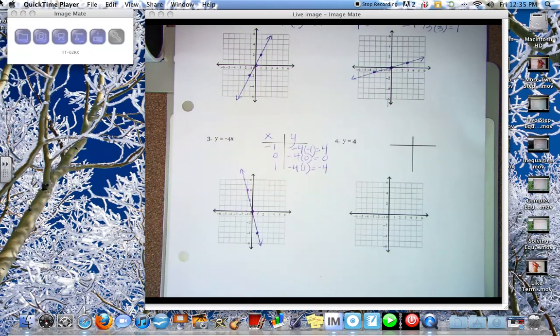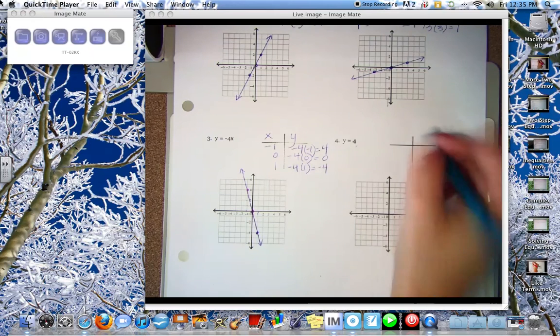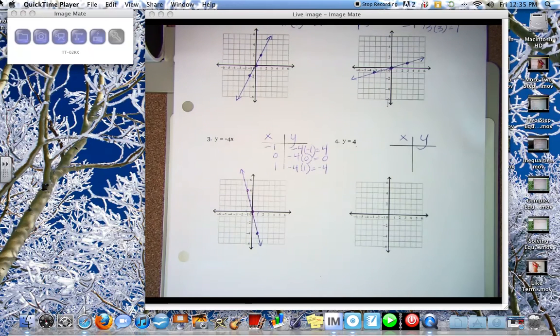All right, example 4. What am I missing on 4? An x. So this equation says y equals 4. I'm not multiplying this value here by anything. Y is always 4. So x, y.